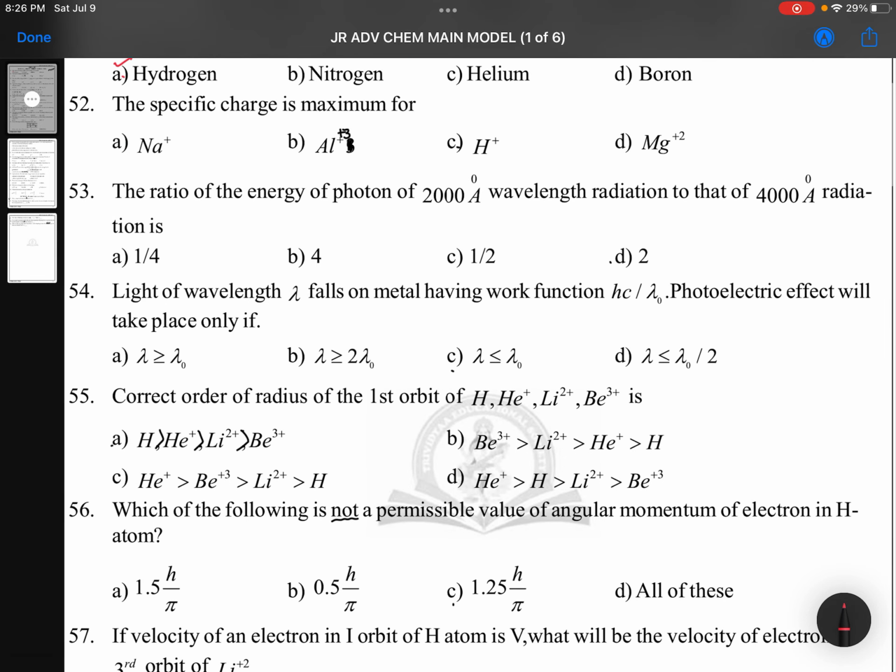The specific charge is maximum for e by m. e by m is specific charge. So the minimum mass, you see, the minimum mass is noticed in the case of hydrogen. So e by m is maximum for hydrogen.